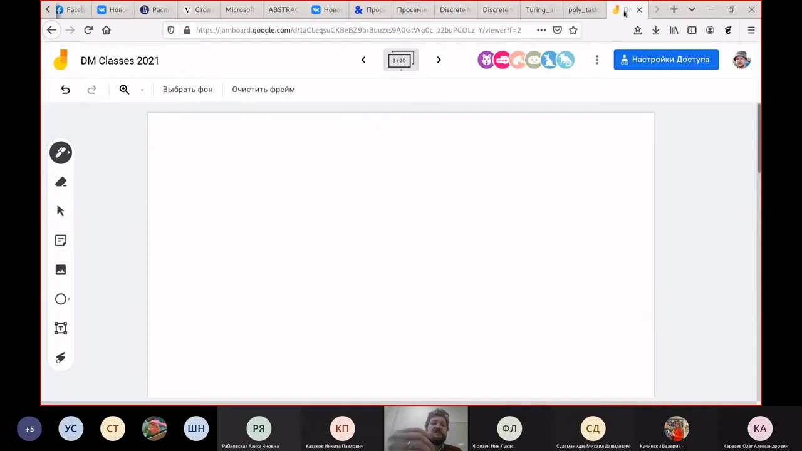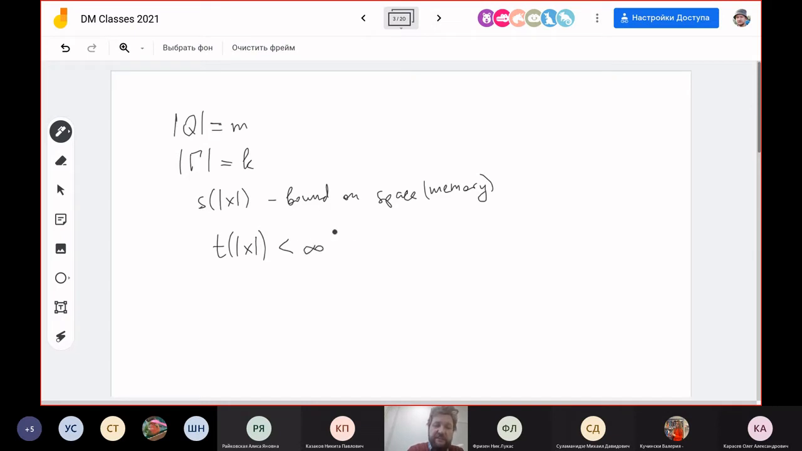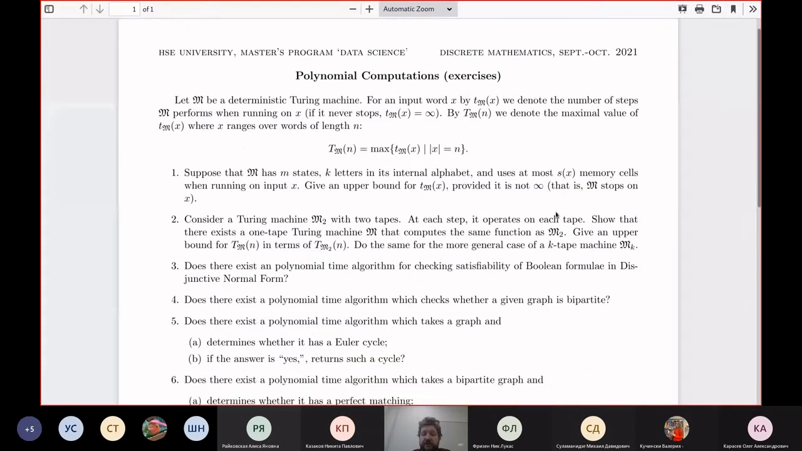So the number of states is the size of Q, it is m. The number of letters of the alphabet is k, and you have S(|x|), which is a bound on what they call space, or memory, which is the number of cells. This is a bound, and we're asked what is the bound for the runtime. Provided that this is less than infinity, then we can provide an upper bound. So you are not allowed to use too many cells of memory. How much time can you consume then?